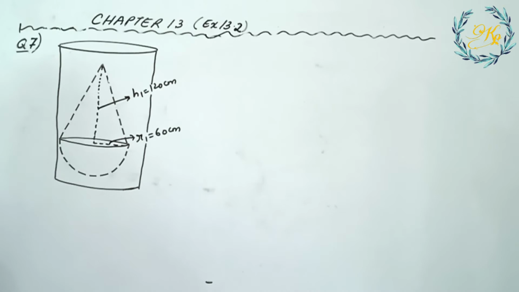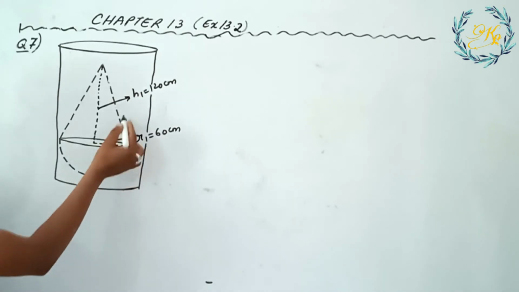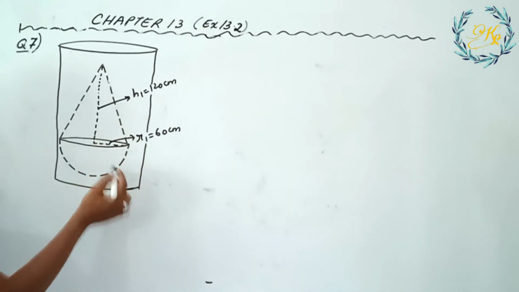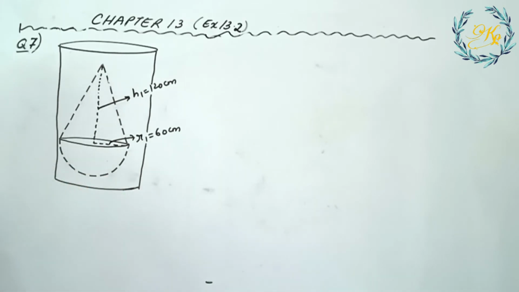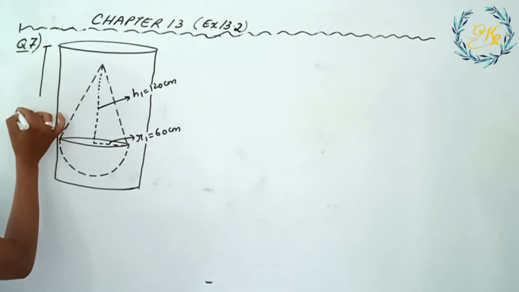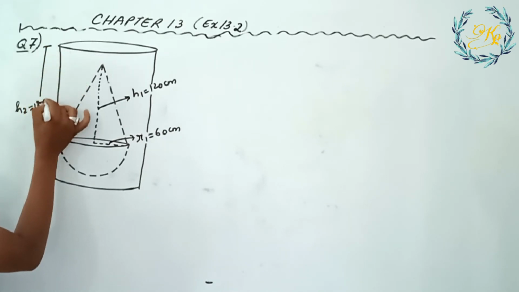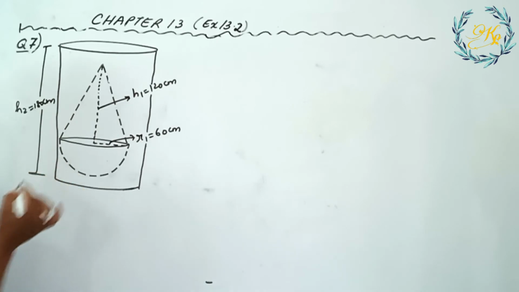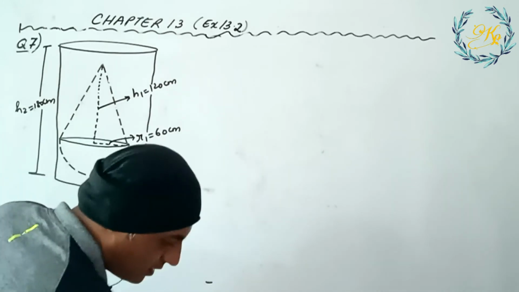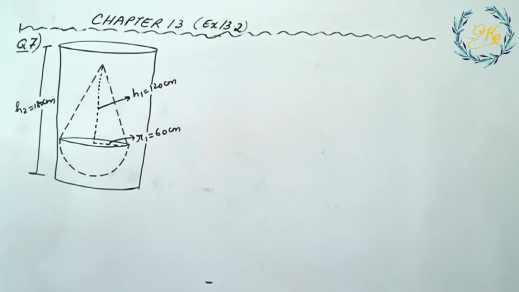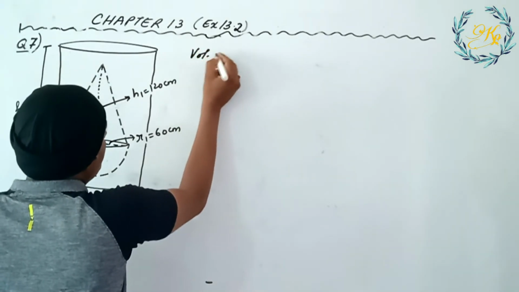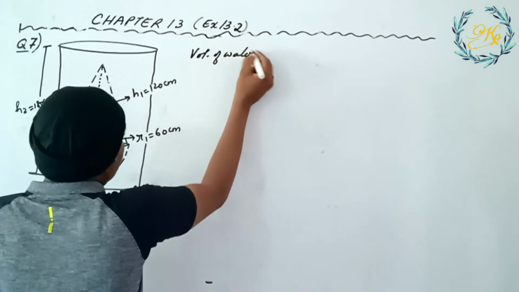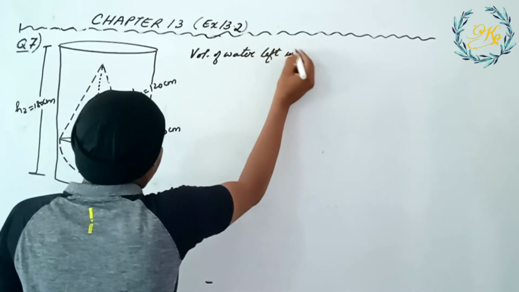Okay, the measurement of the cylinder is also given. It is given that the radius of the cylinder is 60. It means the radius of the combined solid as well as the cylinder is the same. And it is given that the height of the cylinder is 180. H2 is equal to 180 centimeters. Right? So we are supposed to find, so in one straight line I write the formula of the volume of water left in the cylinder.